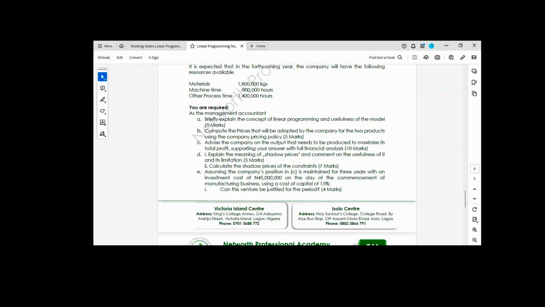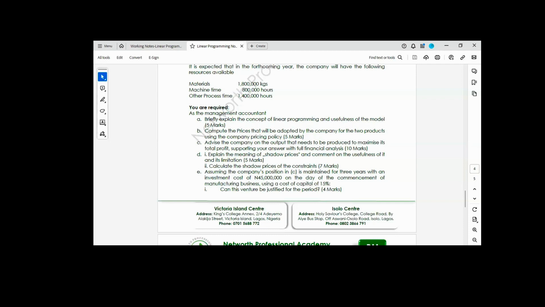So when you now want to calculate contribution margin, we said contribution margin is sales or selling price minus variable cost, or profits plus fixed cost. That will give you contribution margin. So it depends on the information you have in the question. Whatever the information you have, you should be able to compute your contribution margin.